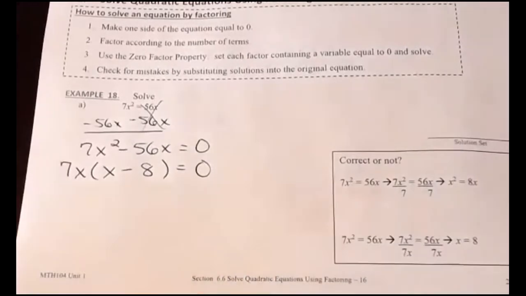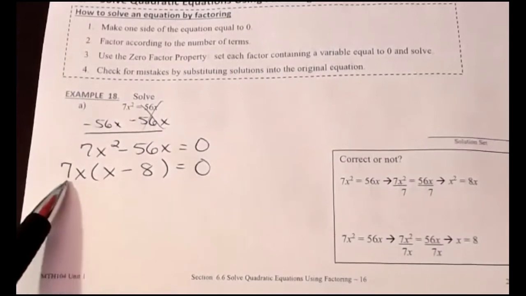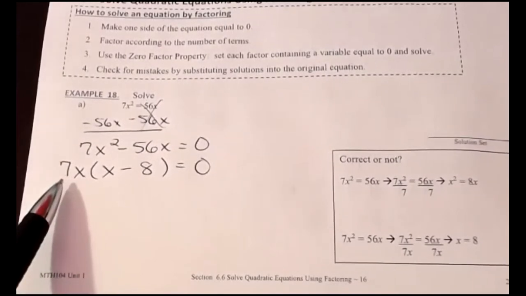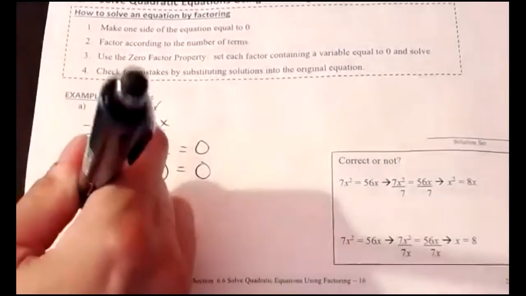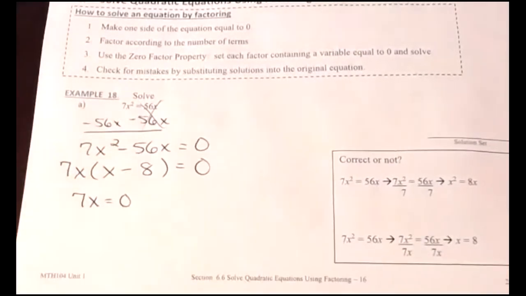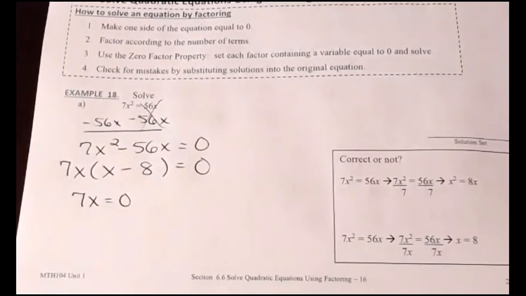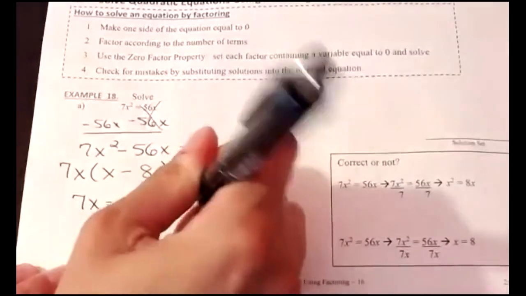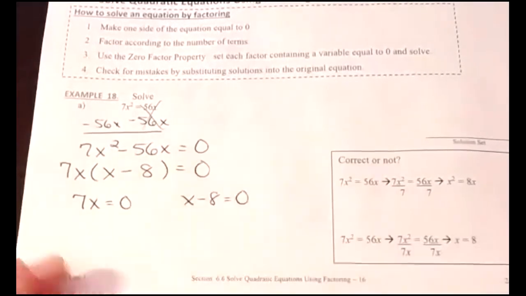Do you see how I can't factor anymore? I have x minus 8. That doesn't break down anymore. We're totally done. Now we're ready to apply the zero factor property. All that means is you're going to take each of your factors containing a variable and set it equal to 0. Your first factor is 7x. You heard the x, you heard the variable. So 7x gets set equal to 0. Your second factor is x minus 8. You heard the variable again.